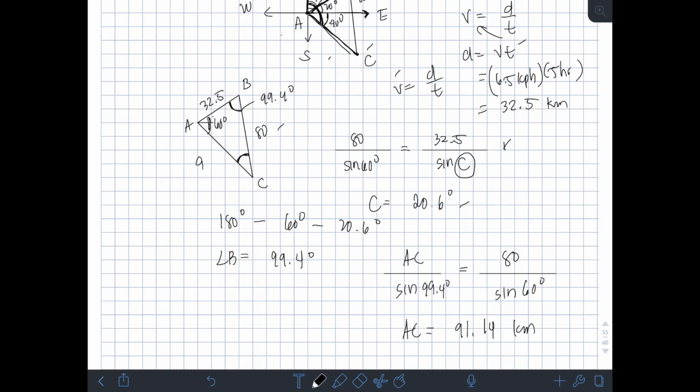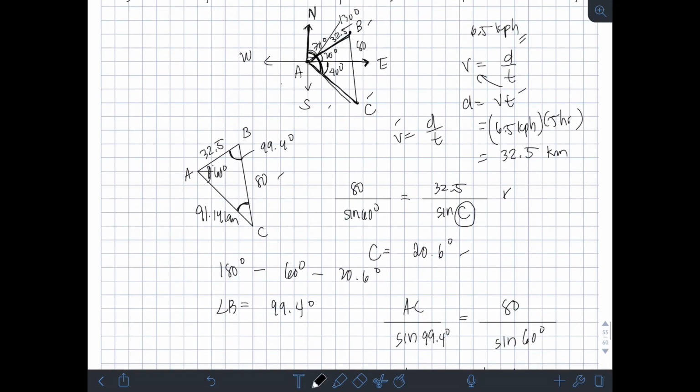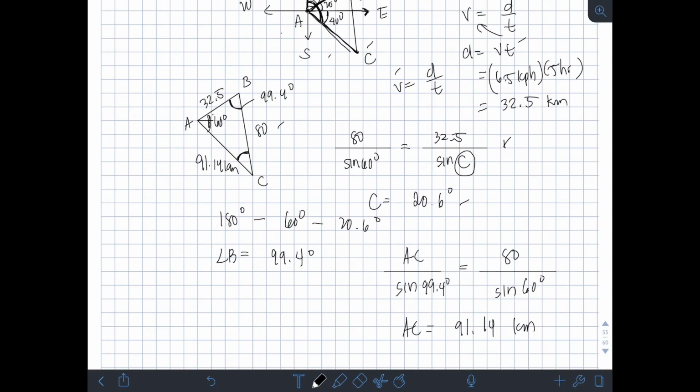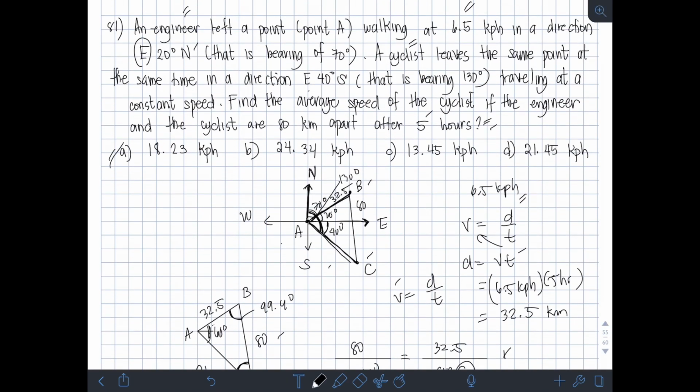91.14 kilometer. Right? So, meron na tayong distance AC at meron din tayong time na 5 hours. So, makukuha na natin yung average speed ng cyclist. So, velocity or average speed is equal to distance 91.14 km divided by 5 hours. Sa ilan yan? Equal to 18.23 kph. So, the answer is letter A.